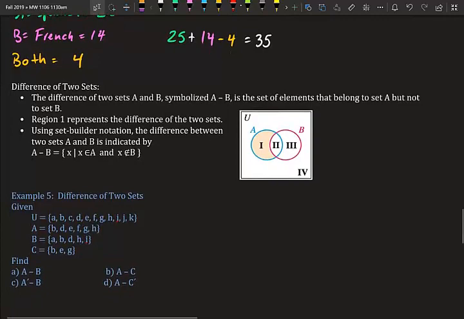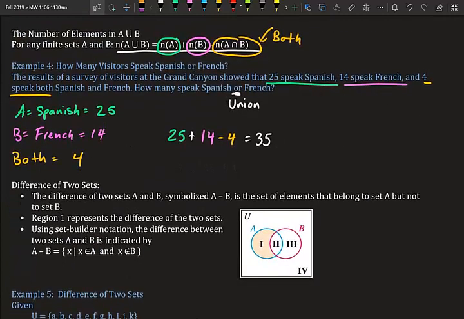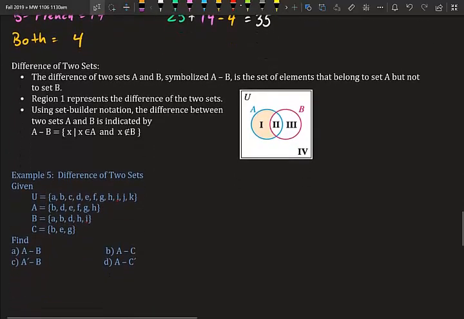All right, difference of two sets. The difference of two sets, we'll talk way more about applications of sets in the next coming chapters, or sections. The difference of two sets A and B, symbolized capital A minus capital B, is the set of elements that belong to set A but not to set B. So region 1 represents the difference of the two sets. Using set builder notation, the difference between two sets, A and B, is indicated by the set of A minus set B equals X, such that X is an element of A and X is not an element of B.